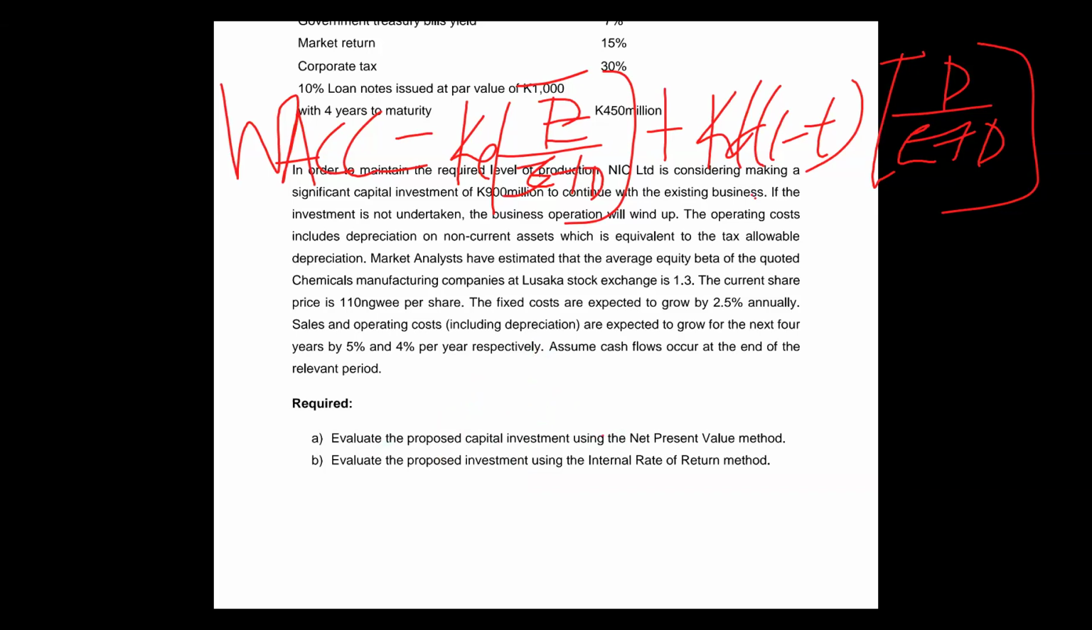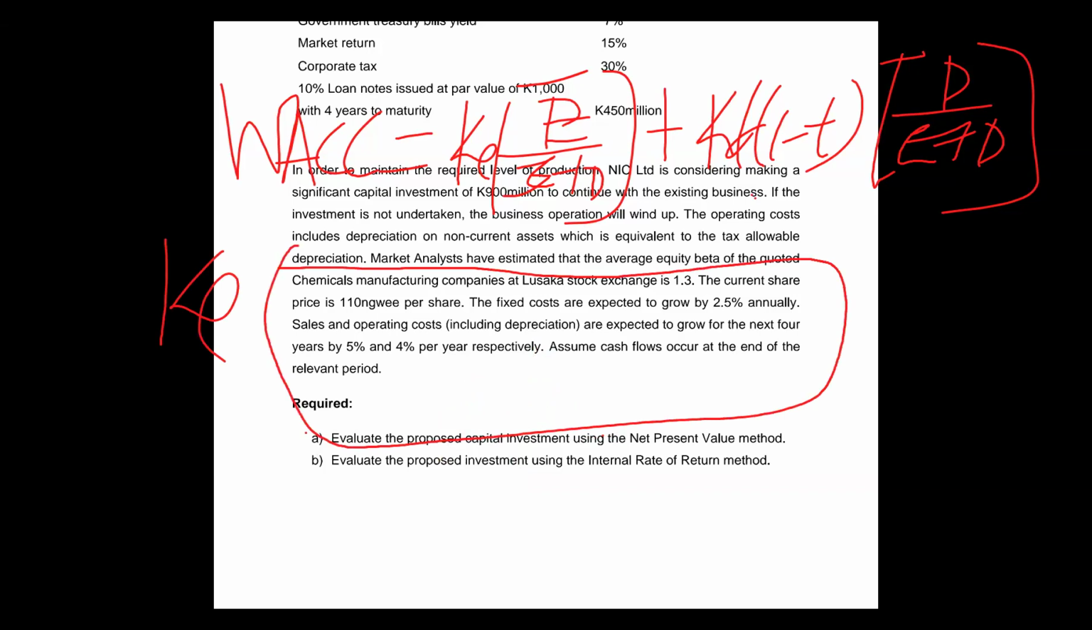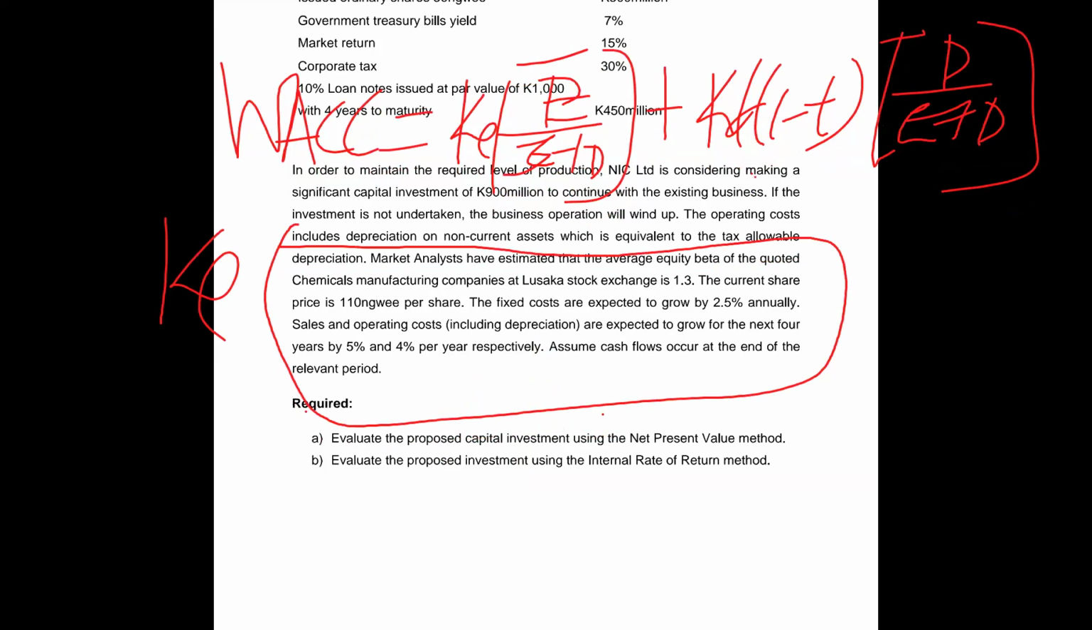All right. We need to find the cost of equity now. Looking at the data that we have just been given, let's start analyzing from here. What model do you think we can use to find the cost of equity? Is it the dividend valuation model? Is it the capital asset pricing model? Just a minute. Look at the data you have been given.